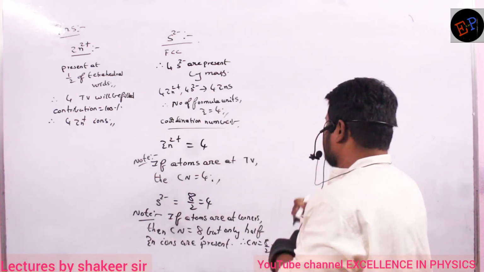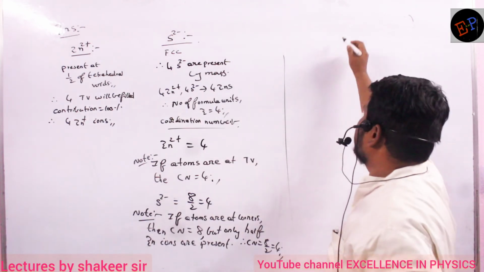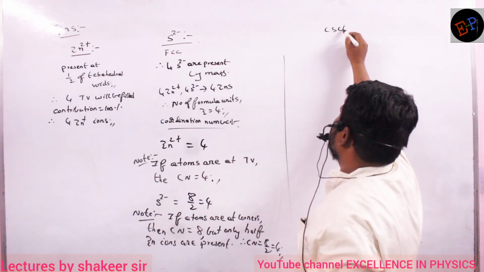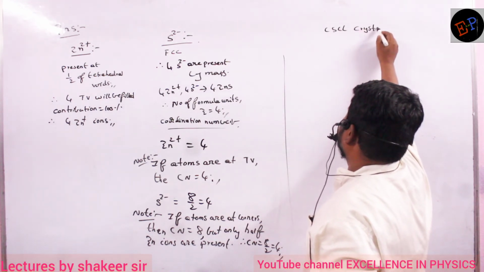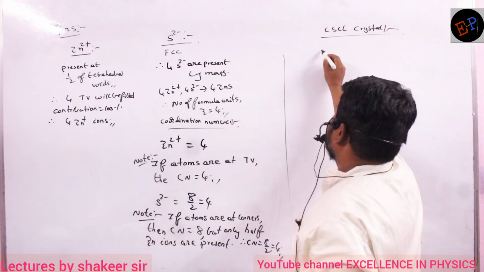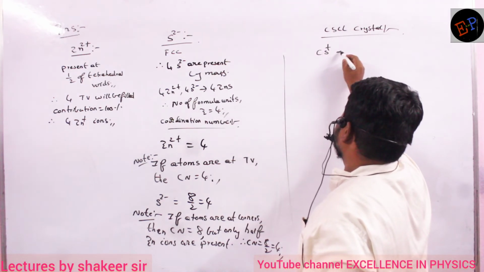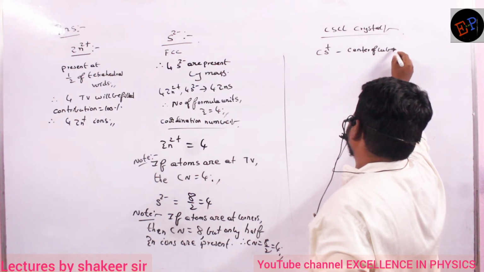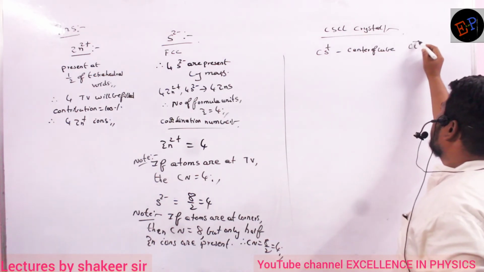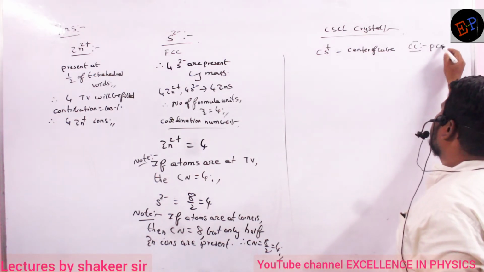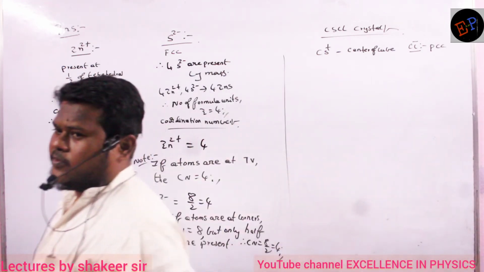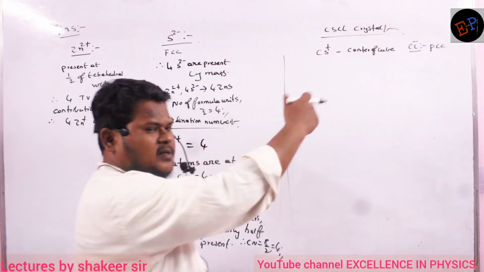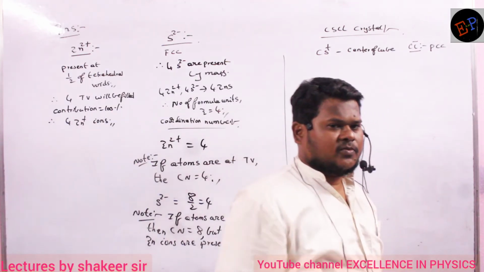The second crystal is CsCl crystal, the cesium chloride crystal. So write it down. Cs plus is present at the center of the cube. Cl minus will form PCC, primitive cubic unit cell. Understood? These are the positions that you have to learn by heart.